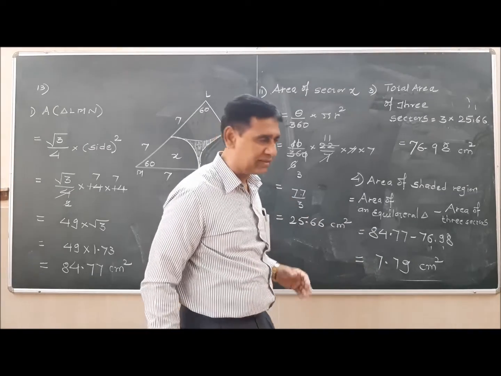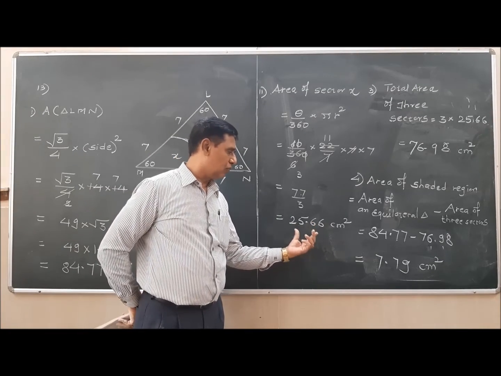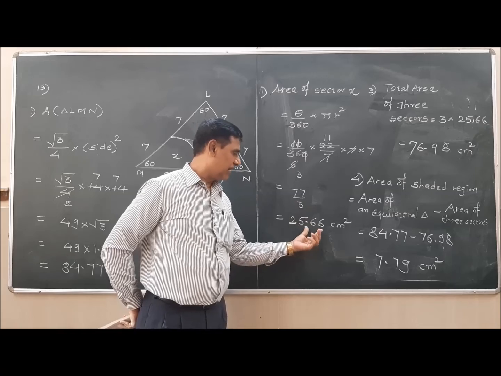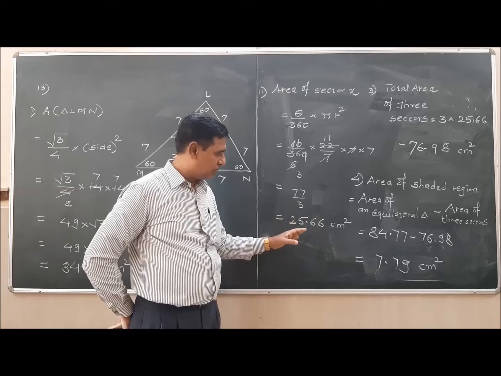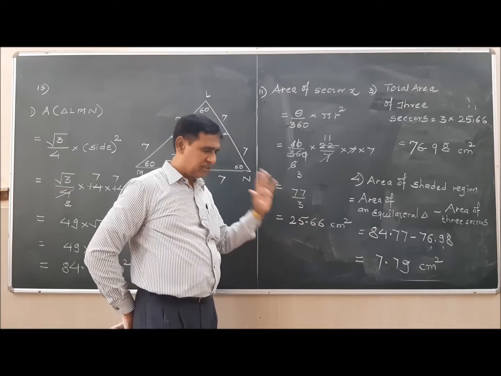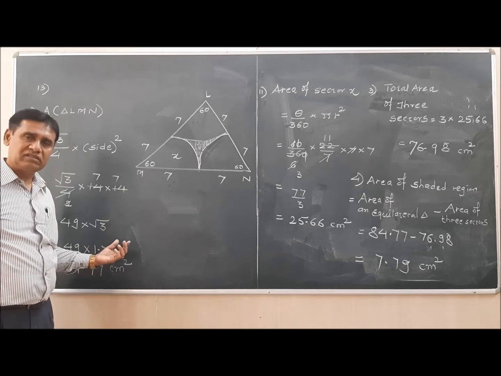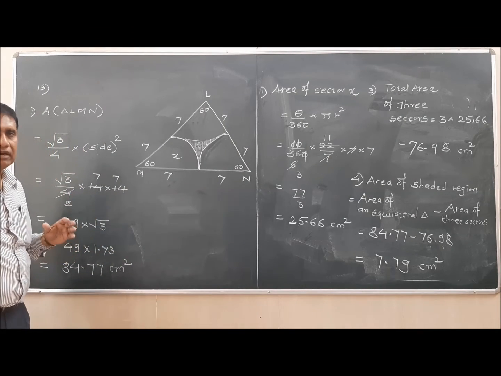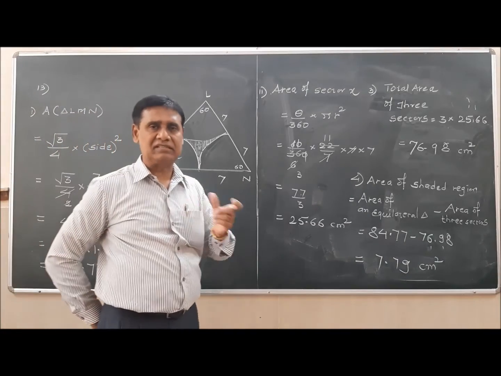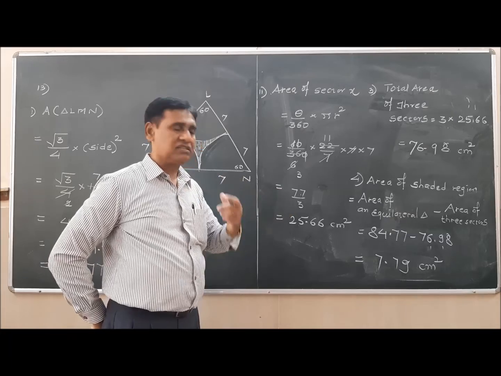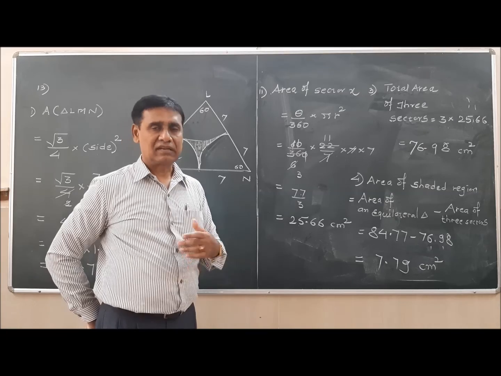I'll give you the explanation for that. The reason is that here they have taken the recurring value 25.666 as 25.67, and they have taken the value of root 3 as 1.732. So there is a slight difference in the answer, but it's okay. In the examination also that flexibility is there for the digits after the decimal. So even this answer you can consider as correct.